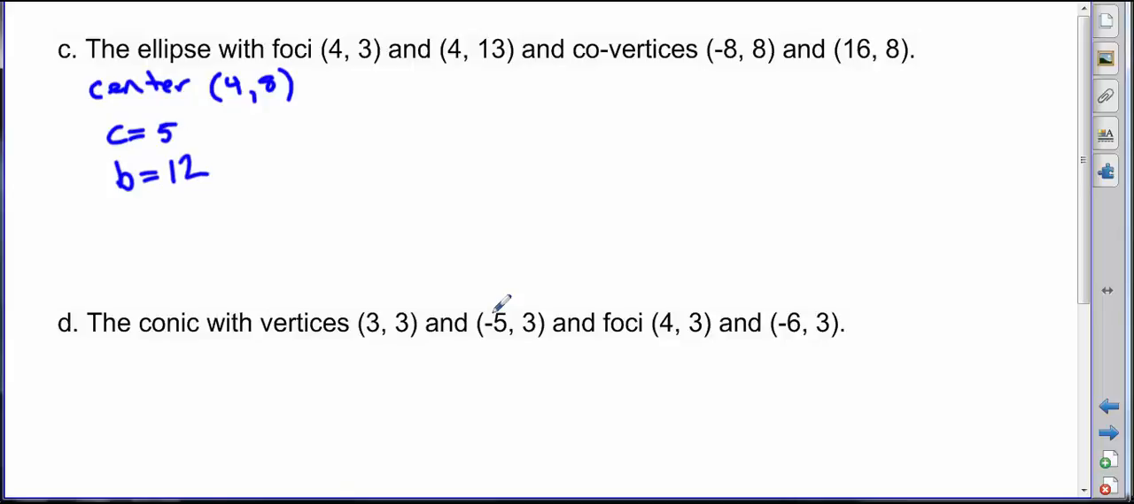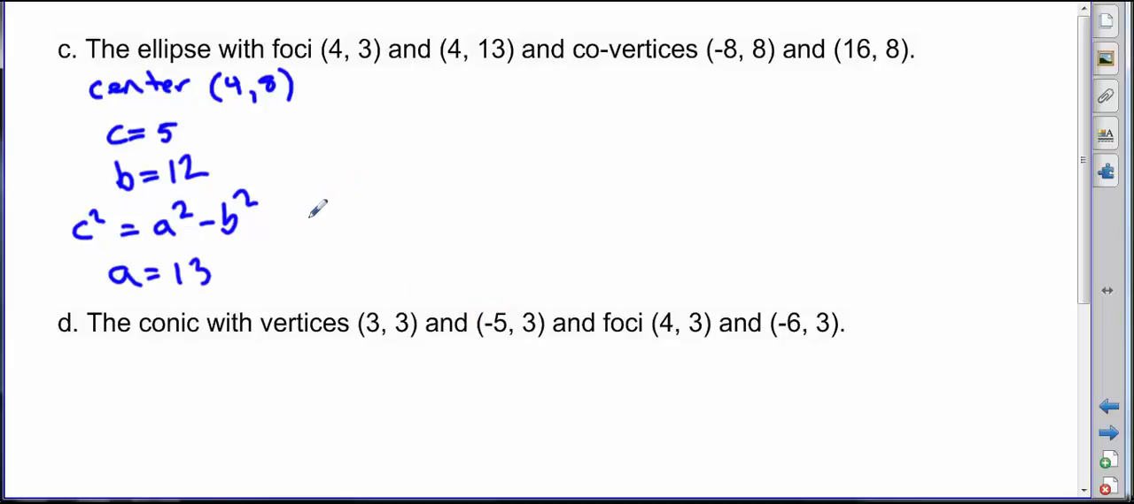And if you remember, with an ellipse, we have that weird Pythagorean theorem thing going on where c squared equals a squared minus b squared. And when you have that situation, we can see pretty quickly then that a would have to be 13. 13 squared minus 12 squared is 5 squared.